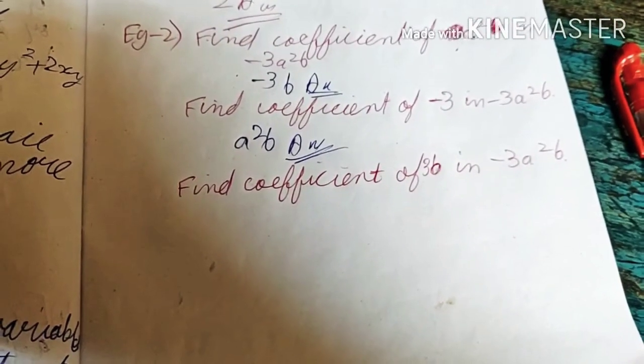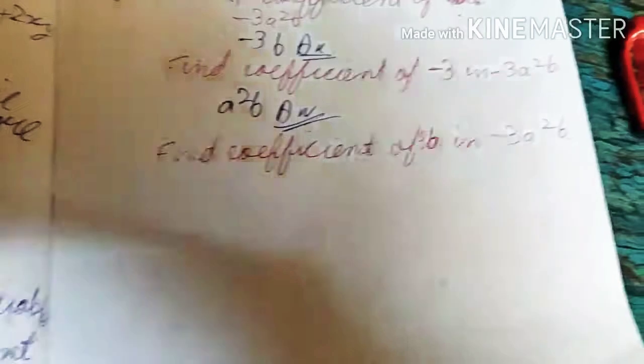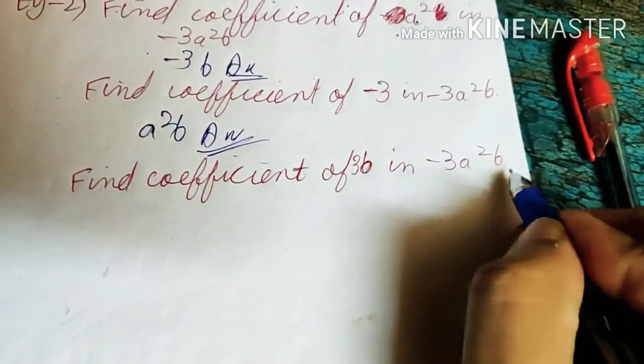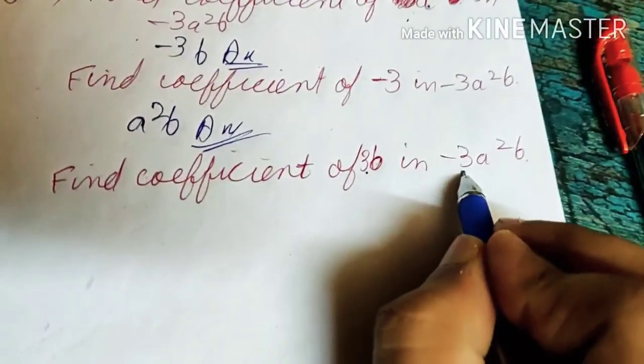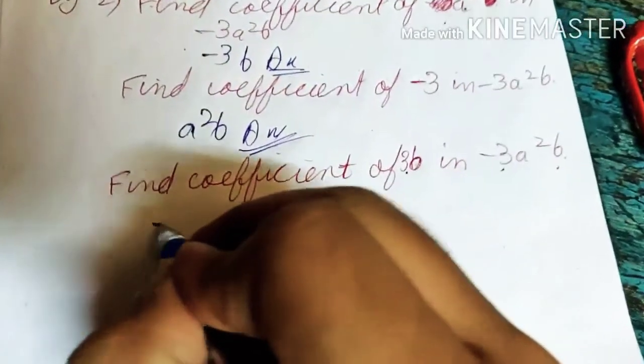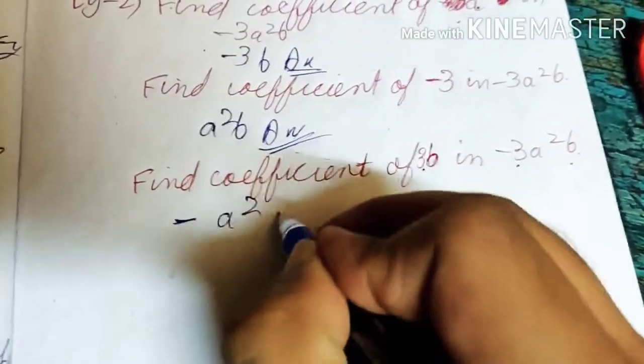Okay. What next? Find the coefficient of 3b in minus 3a square b. That is, we have to remove 3 and b. What are we left with? We are left with a minus sign and a square. So this is our answer.